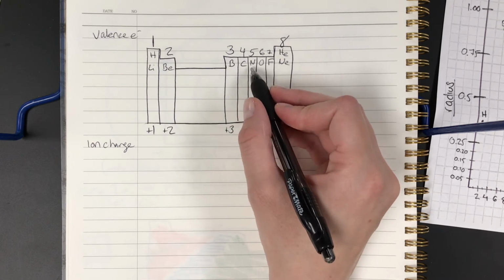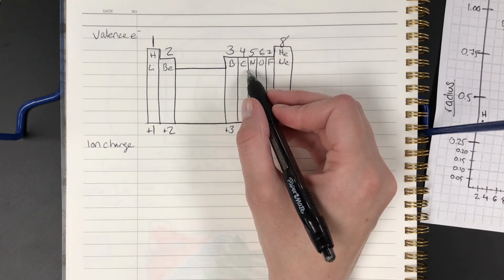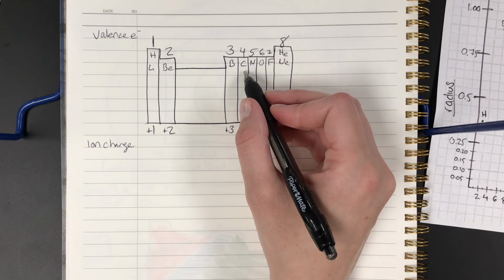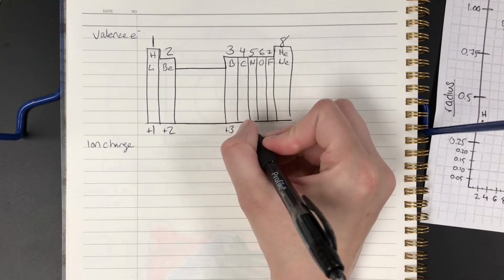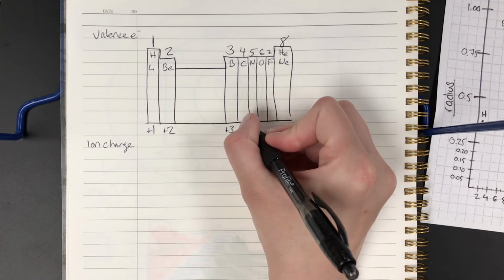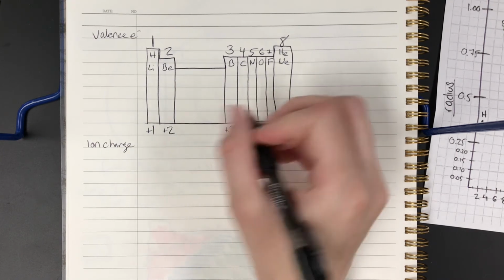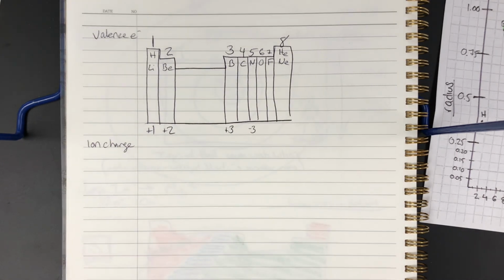If nitrogen has 5 valence electrons, what's easiest for it to do? Gain 3 electrons, and then it would get its octet. So if it's going to gain 3 negative charges, it's going to have a charge of -3. It's going to gain 3 more negative charges than positive.